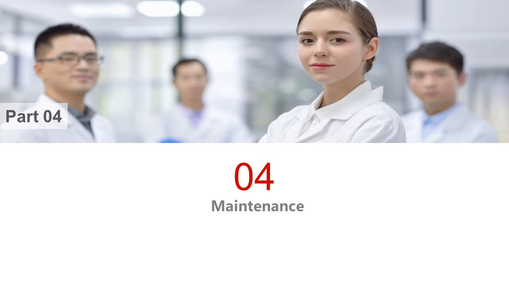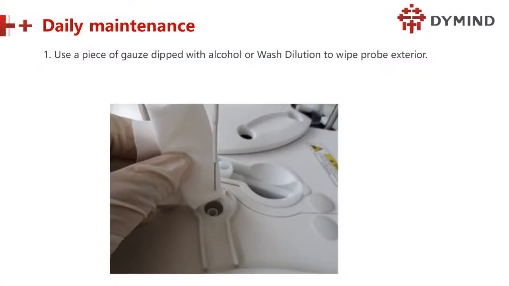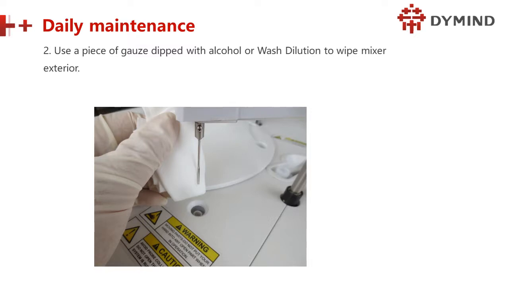Last topic is the maintenance. For the maintenance, as I mentioned, there are many consumables and disposables in this machine. And normally there's one thing very easy to get dirty, which is the probe. So we use a piece of gauze dipped with alcohol and waste diluent to wipe the probe externally like this. Please remember to wear gloves, okay, and use this one. This is also to wipe the mixed bar, remember.